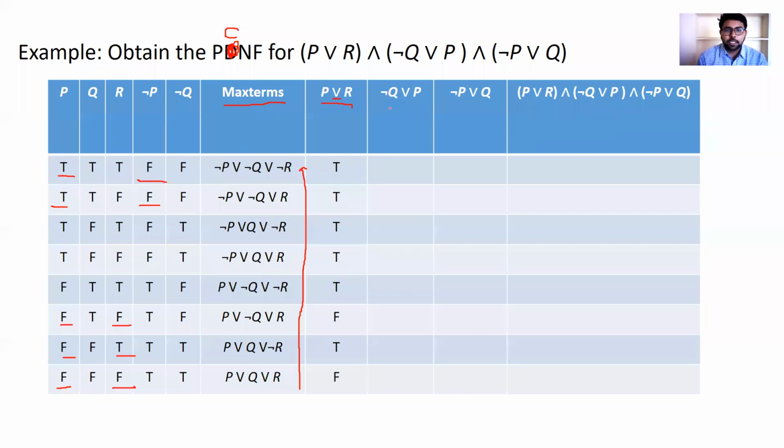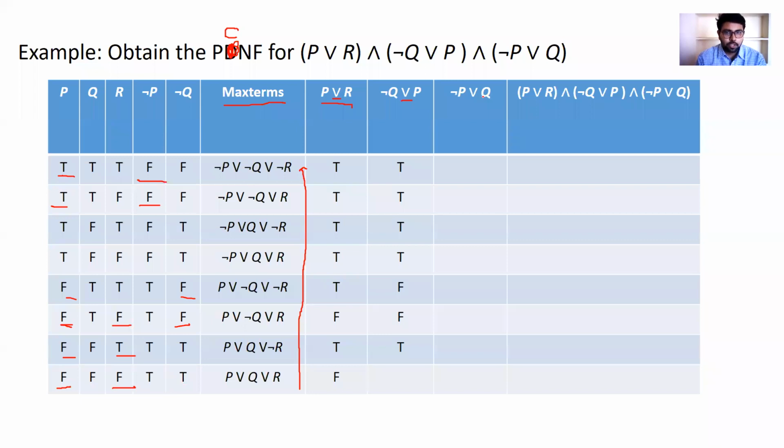Now see for the terms. Okay, see the term negation Q or P. Okay, values. Okay, let's see this or symbol here. For the or symbol, false false gives false, remaining all other conditions are true. Negation Q or P: false true, true, false true, true, true true, true, true true, true, false false, false, false false, false, true false, true, true false, true.